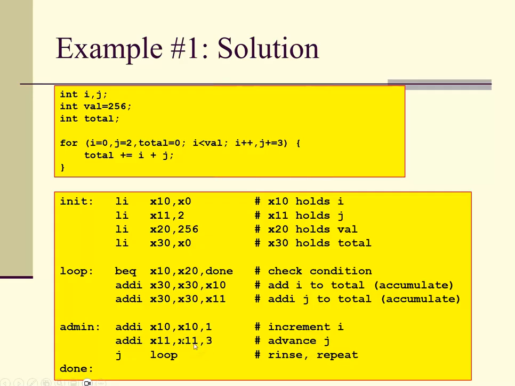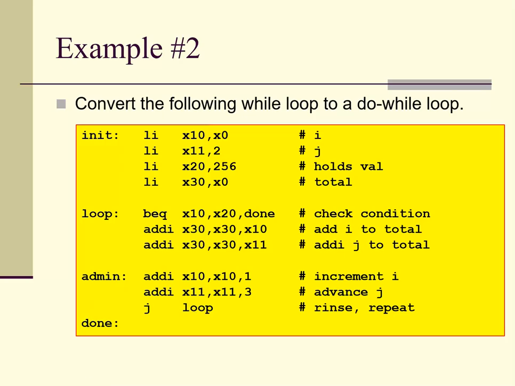Essentially, it's adding 3 to j. It's taking what's in x11, adding 3 to it, and storing the result back in x11. Then it jumps back up here and checks the condition. It may be done, it may not be done. So this is the solution to that.